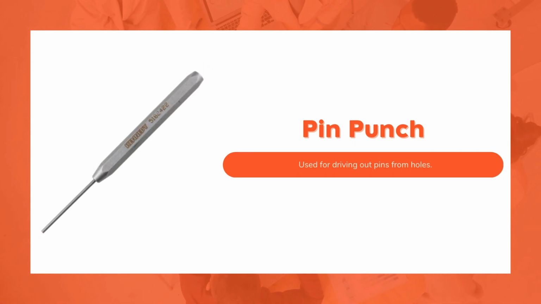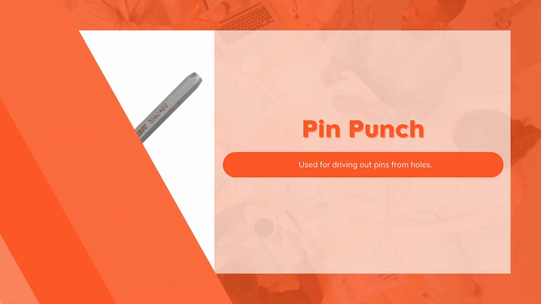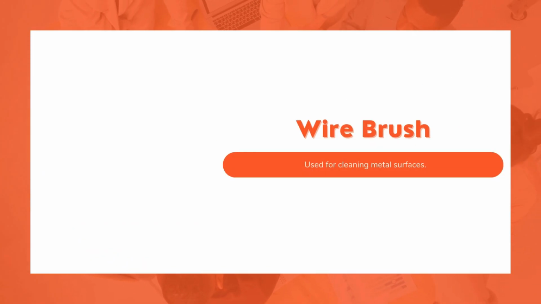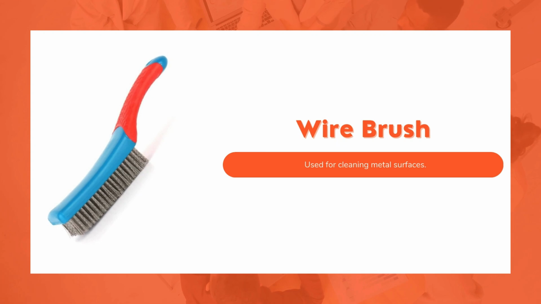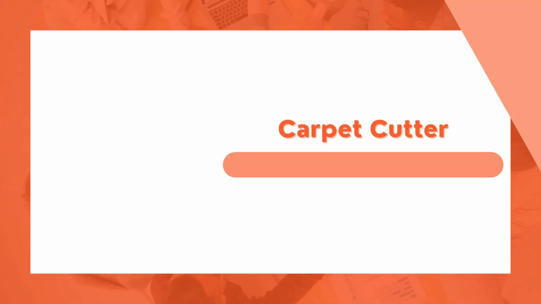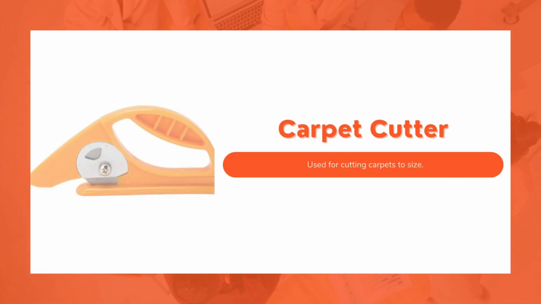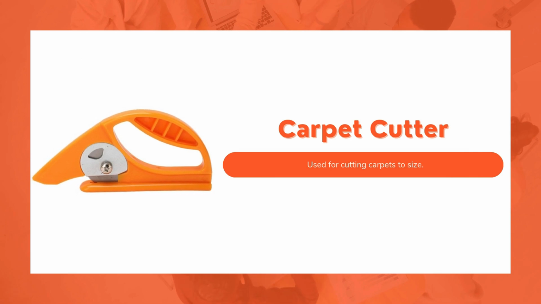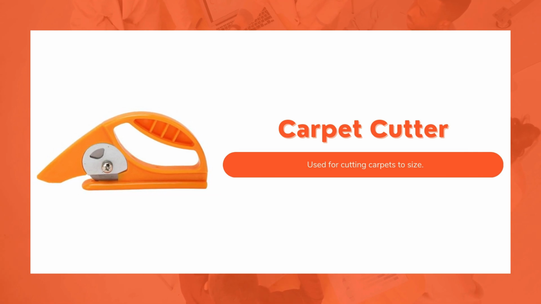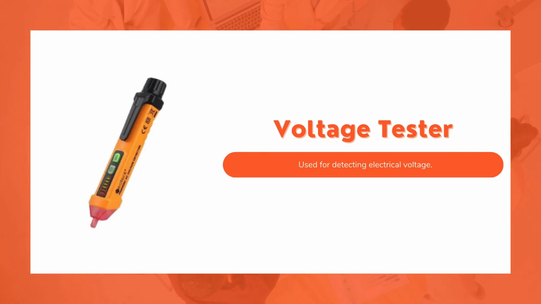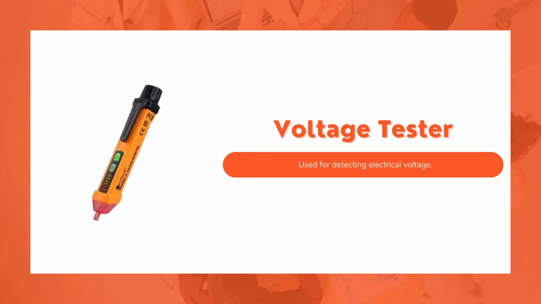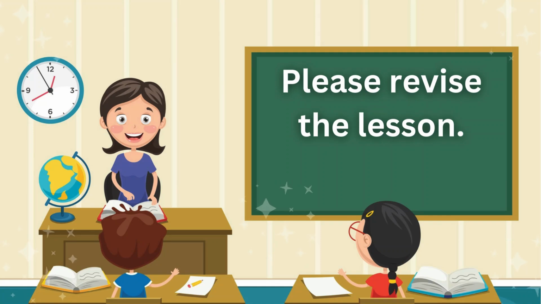Pin punch used for driving out pins from holes. Wire brush used for cleaning metal surfaces. Carpet cutter used for cutting carpets to size. Voltage tester used for detecting electrical voltage. Please revise the lesson.